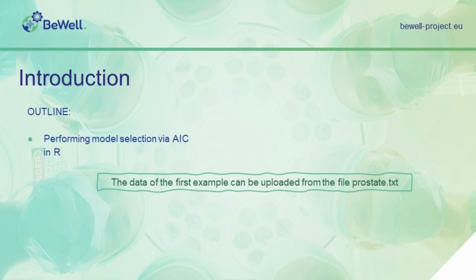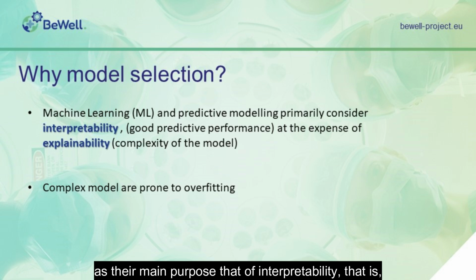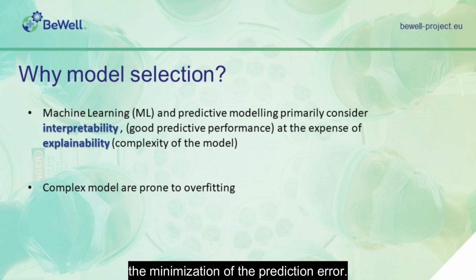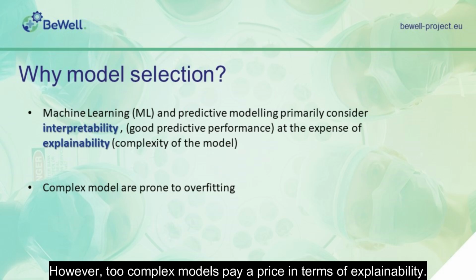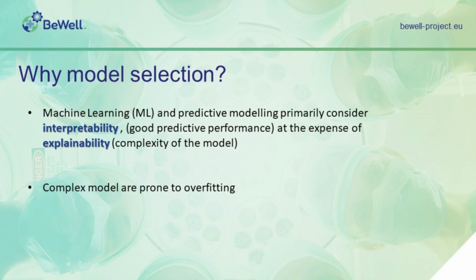previous lesson. First, a quick recap of what we told about the topic. Machine learning and prediction models have as their main purpose that of interpretability, that is, the minimization of the prediction error. However, too complex models pay a price in terms of explainability. The more a model is complex, the less it is explicable. Therefore, there is a trade-off between interpretability and explainability.